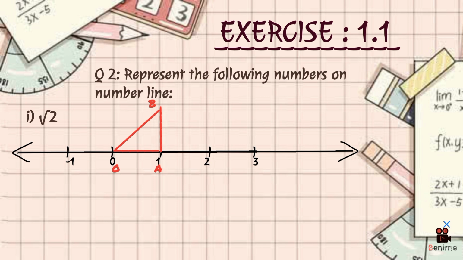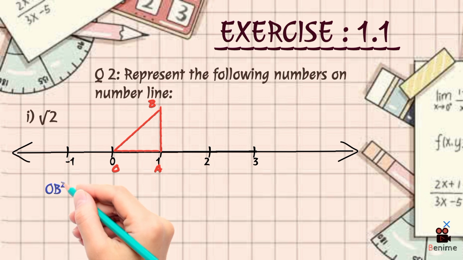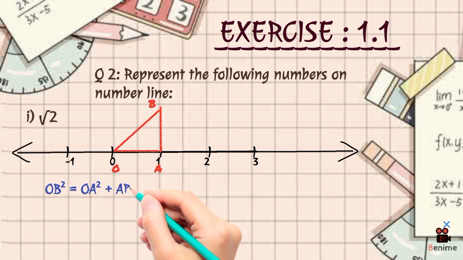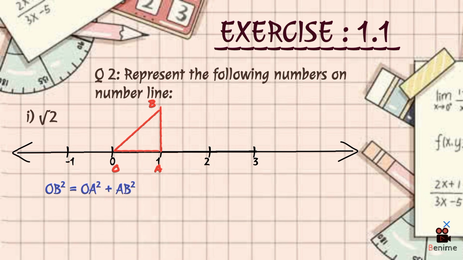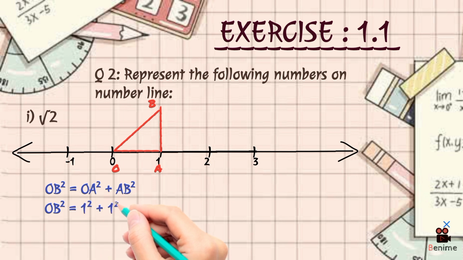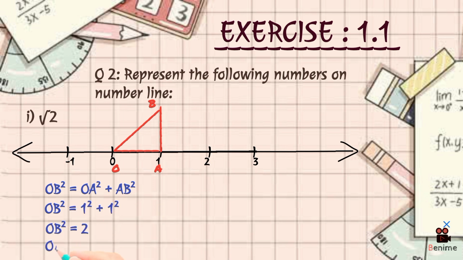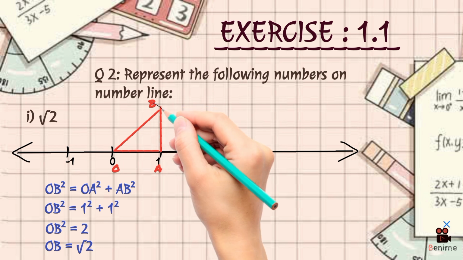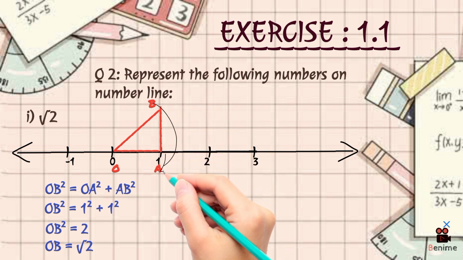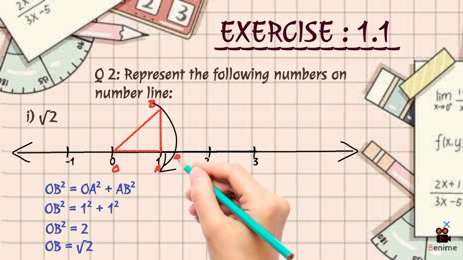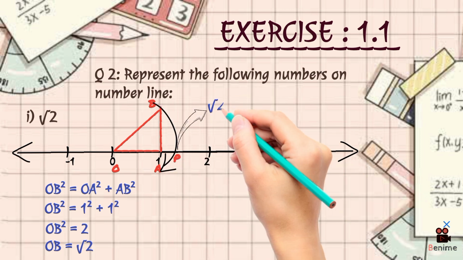So in right triangle OAB, using Pythagoras theorem, OB square is equal to OA square plus AB square. Put OA equals to 1 unit and AB equals to 1 unit. Then OB becomes square root of 2. Next place the compass needle at O and open it to length OB. With center O, cut the number line at point P. The point P represents square root of 2.